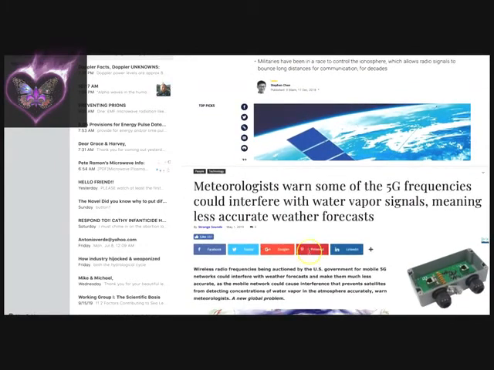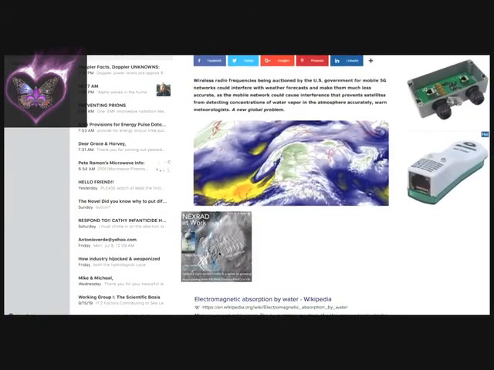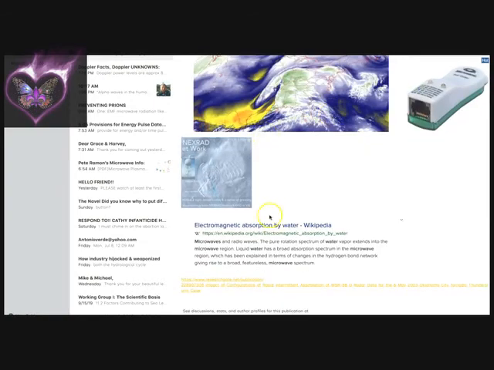And now, meteorologists warn that some of the 5G frequencies could interfere with water vapor signals, meaning less accurate weather forecasts. Electromagnetic absorption by water.